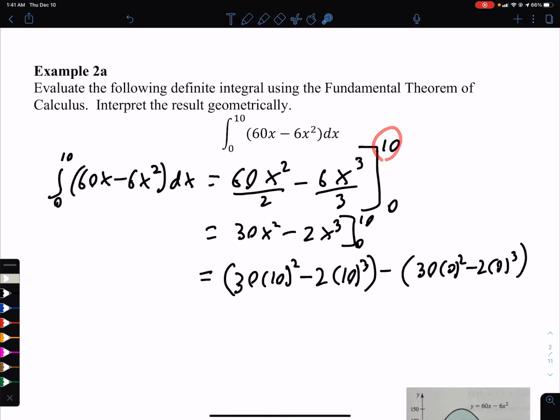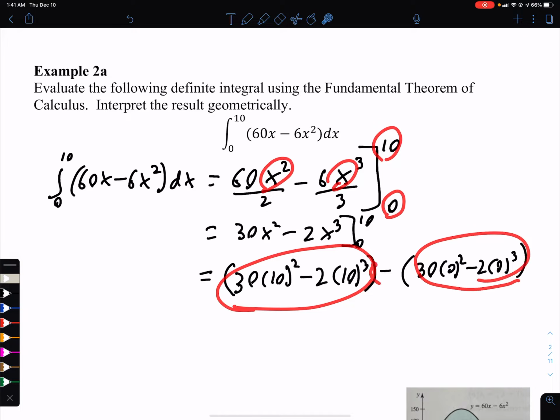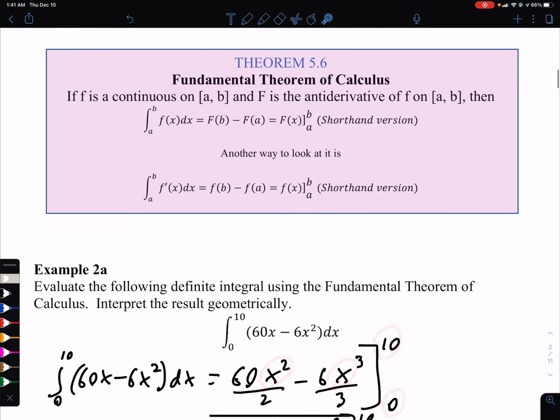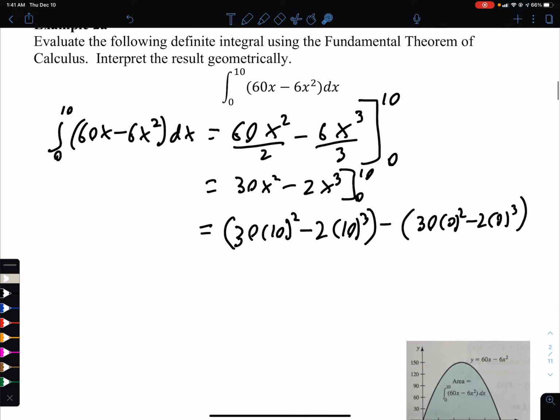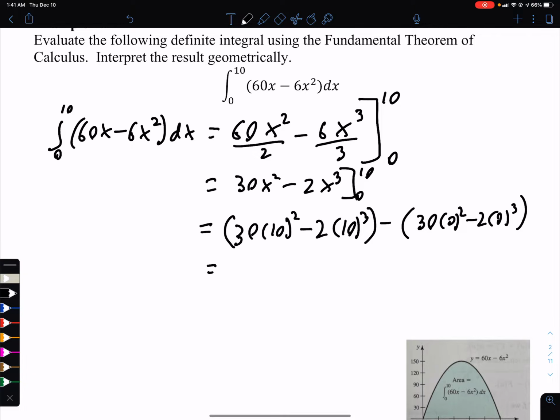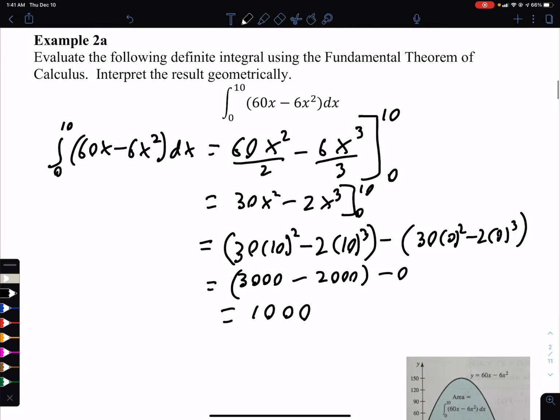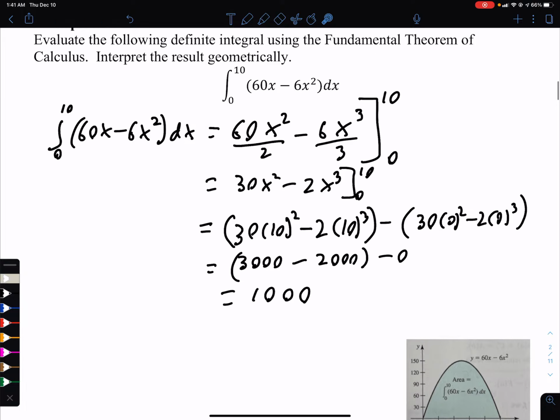So I plug in the top one, I get that. I plug in the bottom one, I get that, and I subtract. That's what this is saying. I take my antiderivative, plug in the top number, I take my antiderivative, plug in the bottom number, and subtract that. And it's this format. So if I were to do this, that's 3,000 minus 2,000 minus 0, and I get 1,000 for my answer. So the net area, okay, what does that mean?